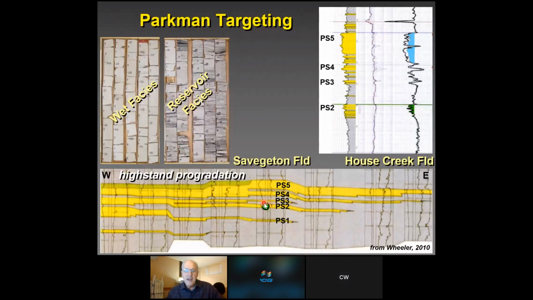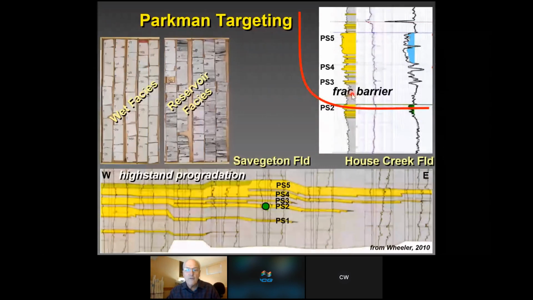So what he showed was that they were targeting this distal parasequence 2 right here on the well log and dropping into this oil-rich zone. They also needed to correlate properly because they wanted to know how much shale was above each of these parasequences, above each flooding surface, so that there was adequate shale for a horizontal frac barrier.